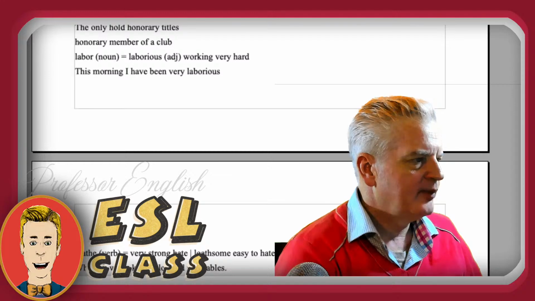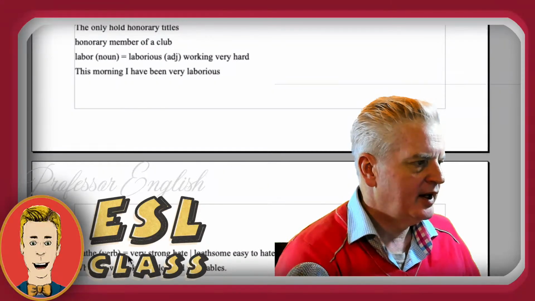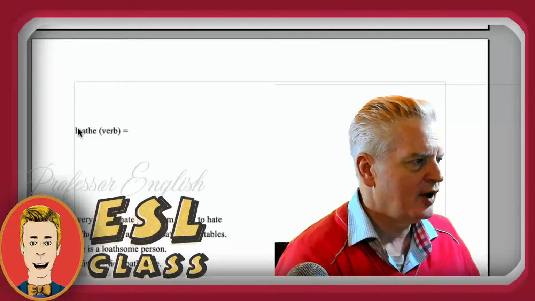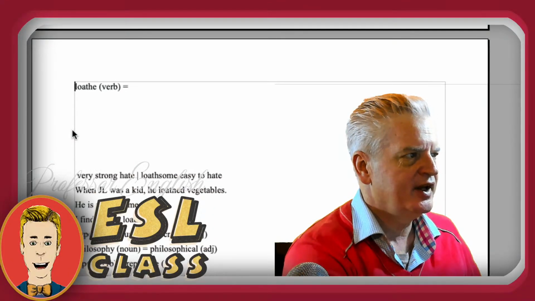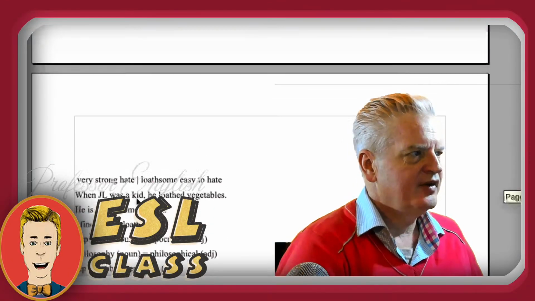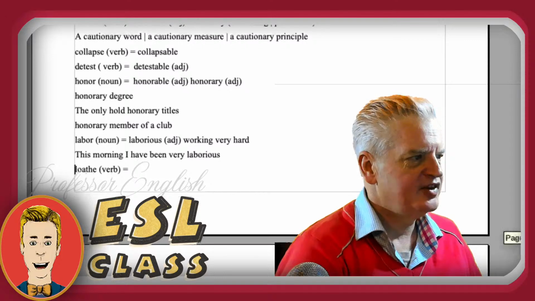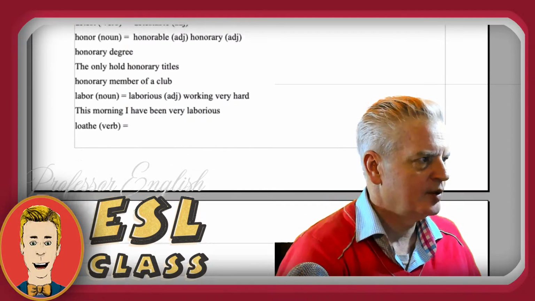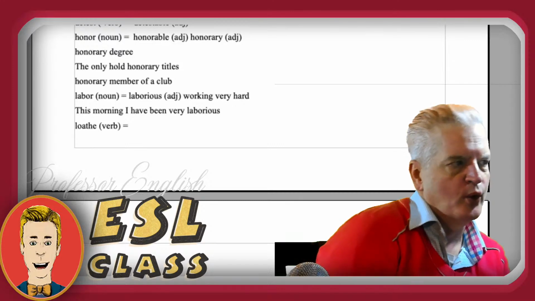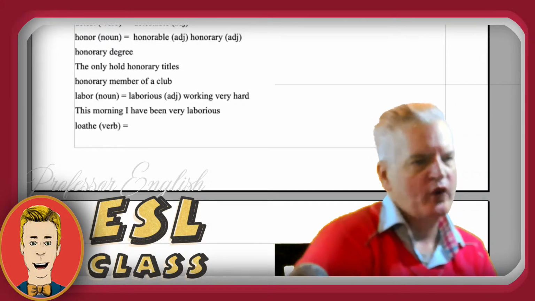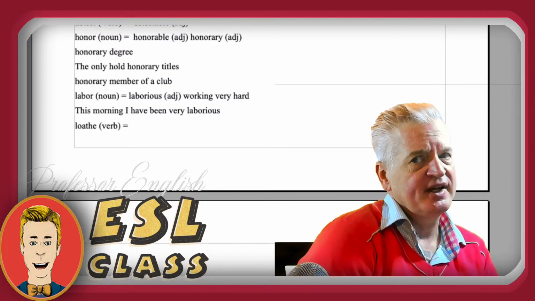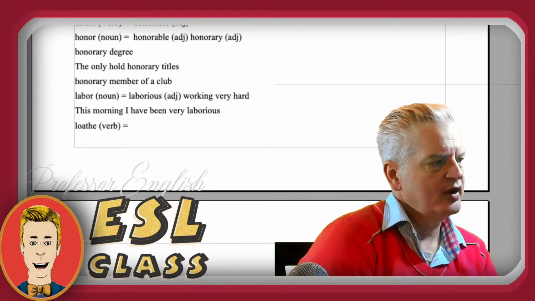Okay, our next word, and this word is not something people typically know. So if you have very advanced vocabulary, maybe you have seen this word. But most people, even if they're advanced, still don't know this word, which is loathe. And again, that is a word that means hate. Very strong hate.